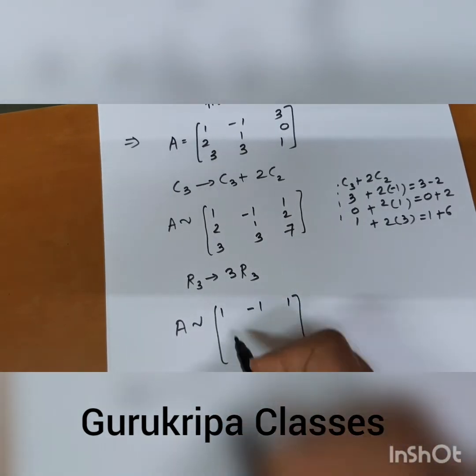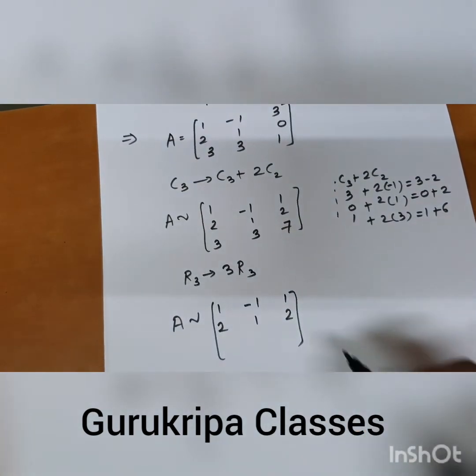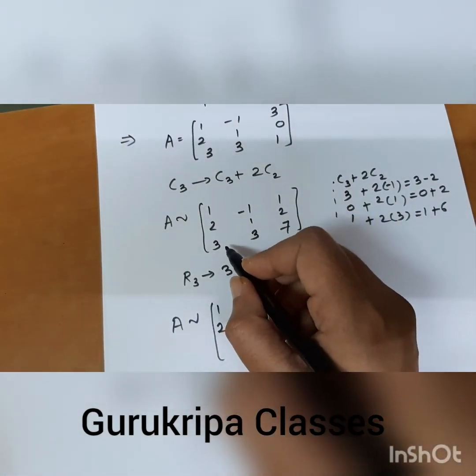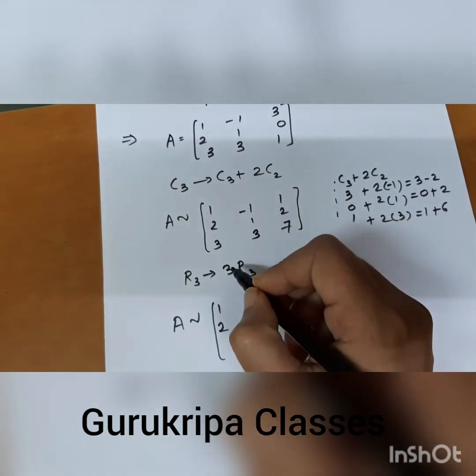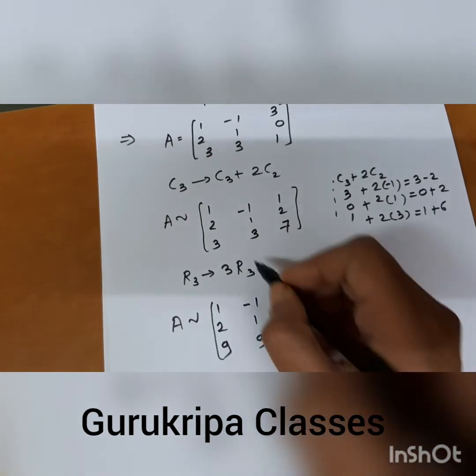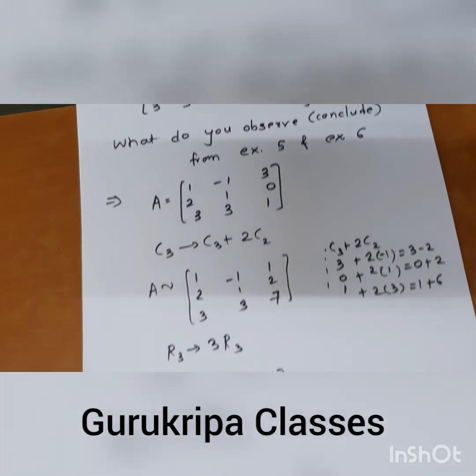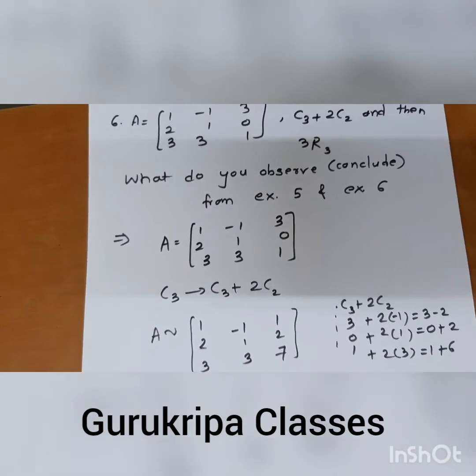So A will be now equivalent to, obviously, the first row will be as it is. There is no change in the first row. Second row as it is. Now see, 3R3 means elements of R3 are now multiplied by 3. 3 3s are 9. Again 3 3s are 9. And 7 3s are 21. So this is the answer for the sixth example.